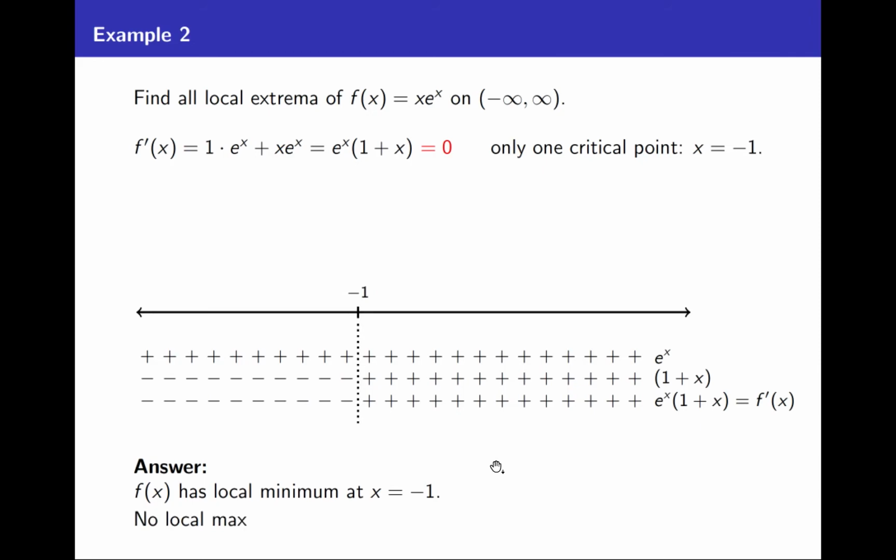And moreover, we have no local maximum, because if there had been a local maximum, you would have had a critical point somewhere where the derivative changed from positive to negative, and it just doesn't happen. And that's it. I should point out that we answered the question we set out to answer: find all the local extrema of this function, and we found them.